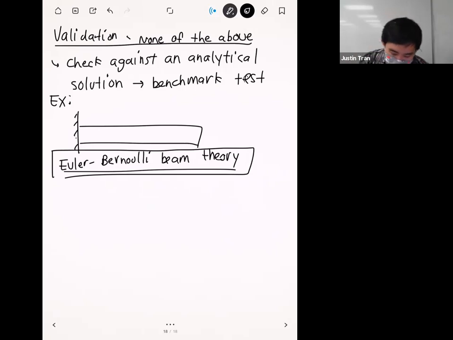Of course, that only really works if your geometry and your situation are simple enough that you can simulate it with the beam. Most situations that you're interested in doing FEA on are a lot more complex than this.